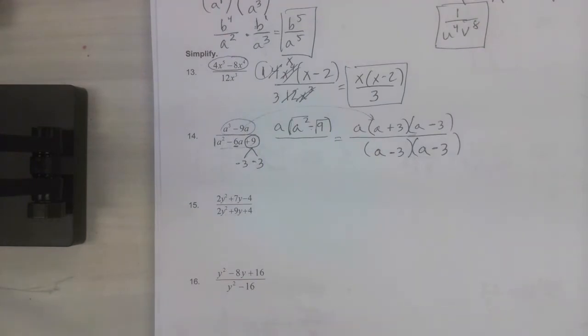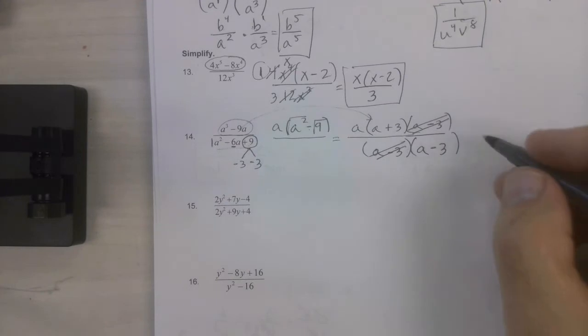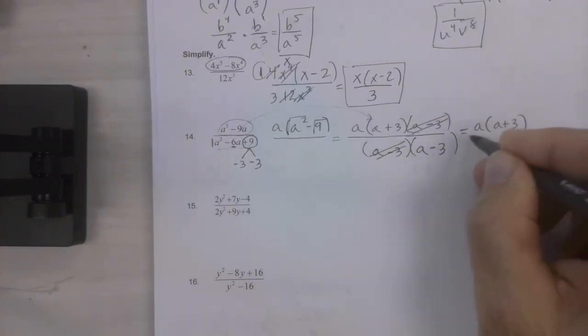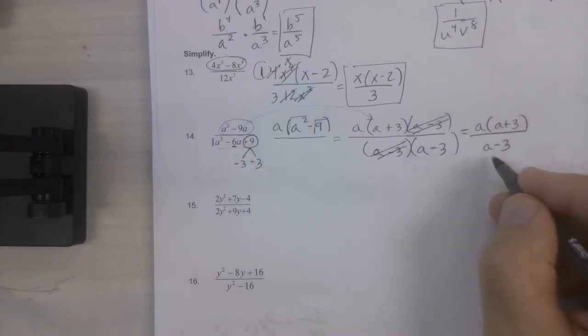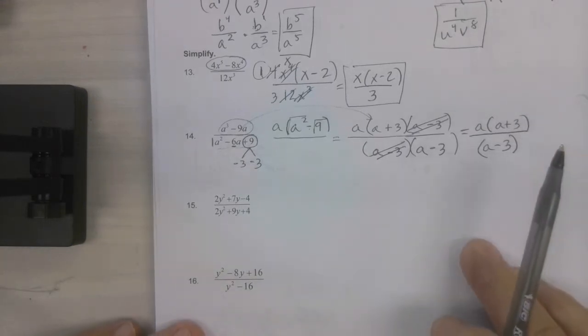Now there's the factoring. Now the fun part, factor. And that's it. What's left? A times (a plus 3) all over (a minus 3). If you want to keep this in parentheses, it's probably a good idea. And you can't go any further because there's nothing identical.